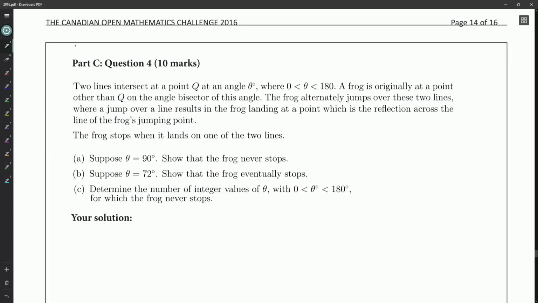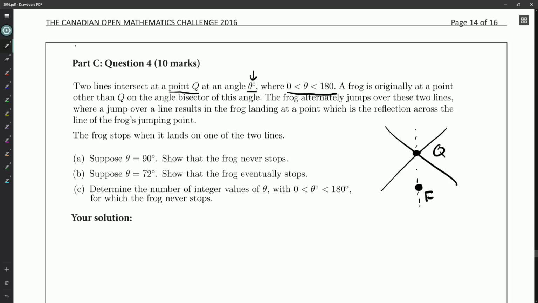So two lines intersect at a point Q at an angle of theta. And we're told that theta is between 0 and 180 degrees. We got our little degrees symbol here. A frog is originally at a point other than Q, so other than the intersection point, on the angle bisector of this angle. So there's Q, and I guess we have our angle bisector here, so the frog is somewhere here. Call it F.